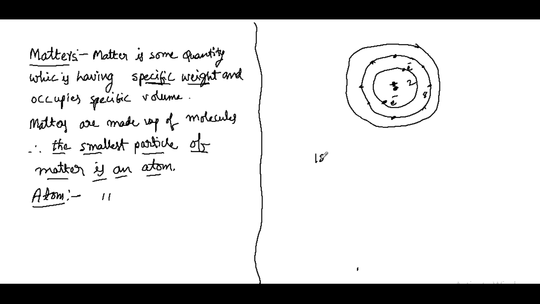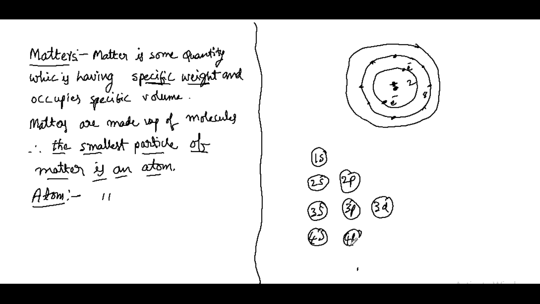Just I am drawing one structure here: 1s, 2s. I think you studied this concept in 12th standard. So 2p, 3s, 3p, 3d. And similarly we can write the next level: 4s, 4p, 4d and 4f, right? I am writing up to the 4th level only, because in this subject we have to take up to third, and 4th is enough. So this first number explains 1, 2, 3, 4; it explains the orbit number.